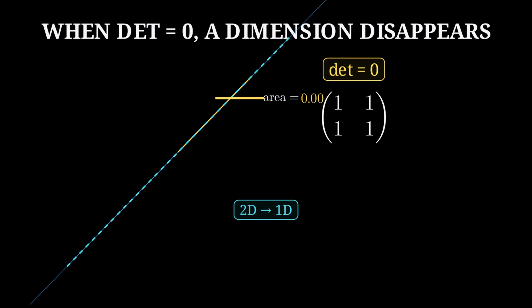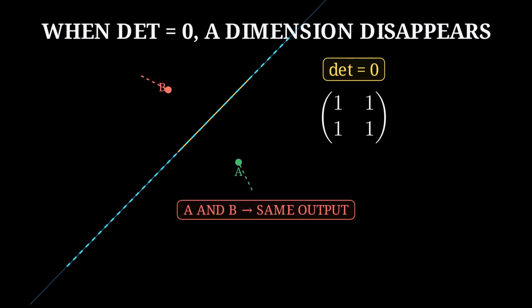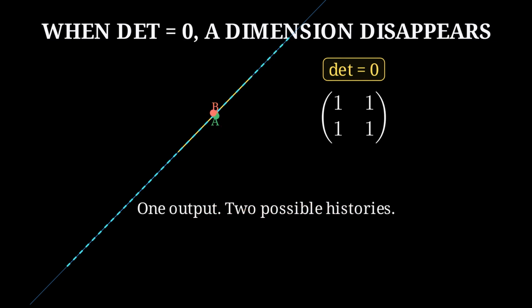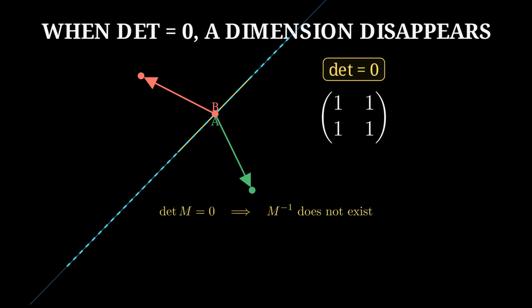Here are 2 different input points. After the collapse, they land on the very same output point. If I only show you that output, there is no way to know which of those inputs produced it. The information is gone. That is why determinant 0 means the matrix cannot have an inverse.